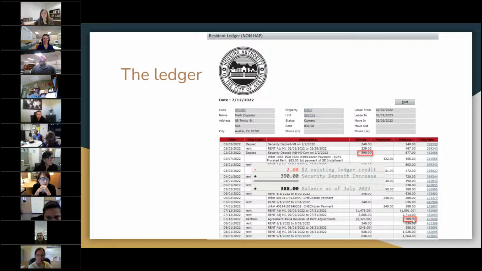The balance of $388, all that's left after this adjustment, came through for the repayment agreement. That's the new security deposit increase charge of $390 minus the $2 credit they originally had. So that's the only balance left on this ledger as of July: $388, which is all due by the resident for the security deposit, and that's independent of the repayment agreement.